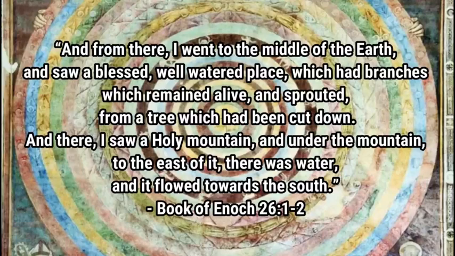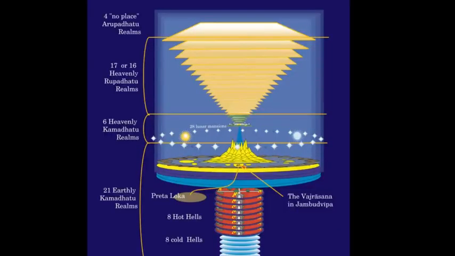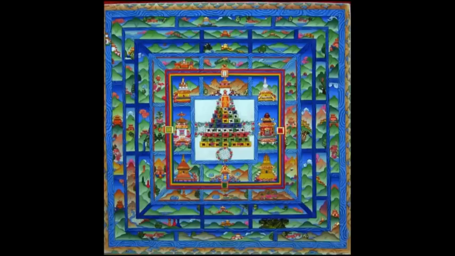All cultures have their own versions of this central axis, Mount Meru, or what the Bible refers to as the Tree of Life. Heaven's altar right here on earth.